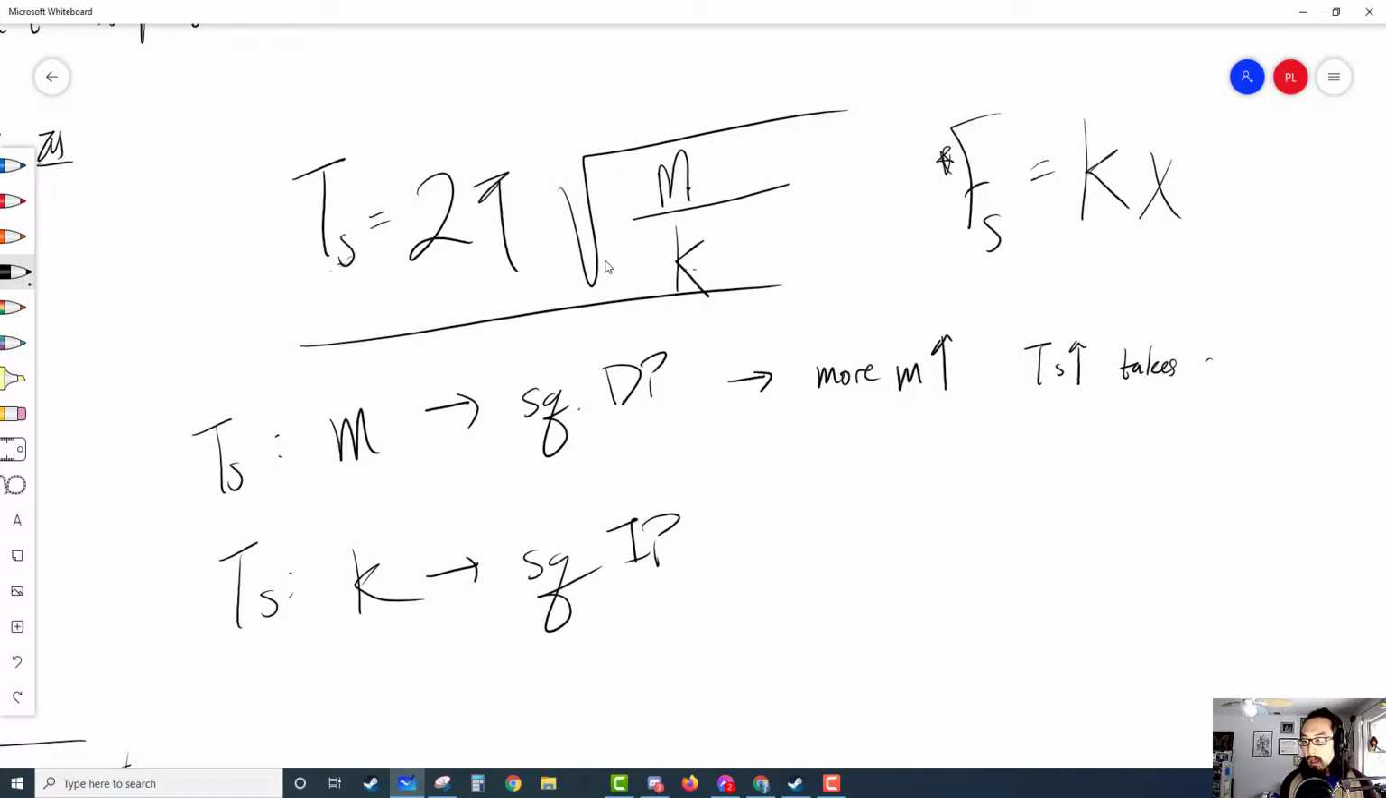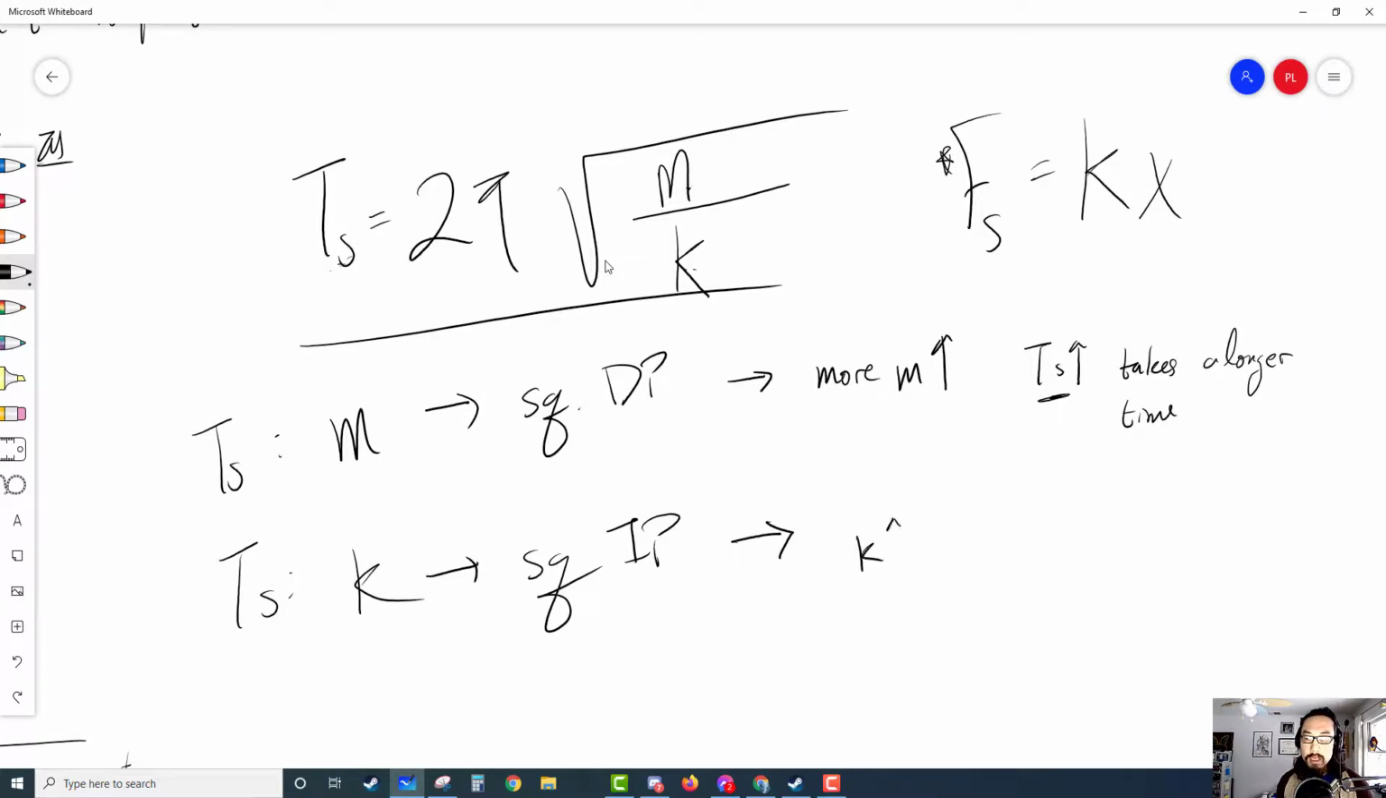Now once again, I have a really difficult time, I don't know why, but my brain just has a really hard time understanding that more period means it takes a longer time. For whatever reason, I think that it means a shorter time, but it doesn't. As your period increases, that means your time increases. So if you attach a more massive object to a spring, it's going to have a hard time pushing it back and forth. So it's going to take a longer time for that to happen.